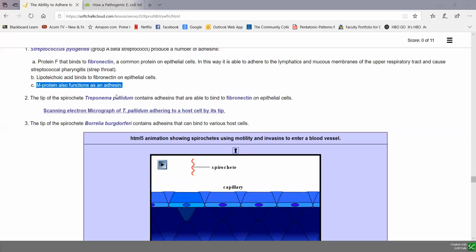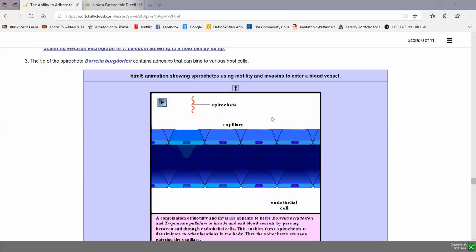And the tip of the spirochete Treponema pallidum that causes syphilis has an adhesin that allows the tip of the spirochete to also bind to fibronectin on epithelial cells. So as we saw when we talked about motility, when a spirochete either penetrates through a cell or passes between endothelial cells and capillaries, first it starts with the adhesive tip attaching with an adhesin binding to fibronectin, and that acts like a starting point for the drilling activity. Then through the corkscrewing motility, it's able to drill through the cells and enter the bloodstream and disseminate to other parts of the body.